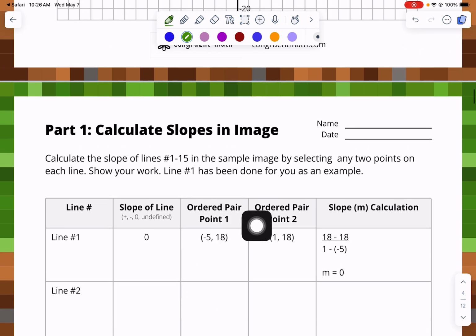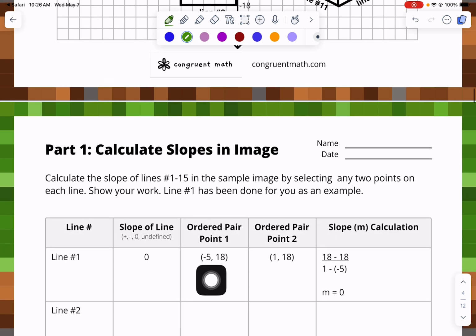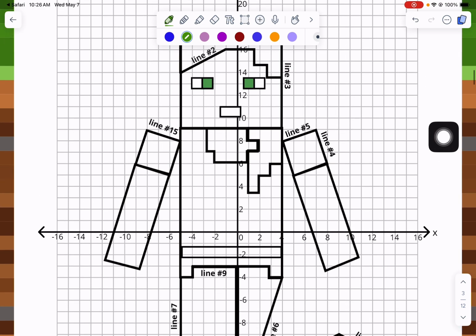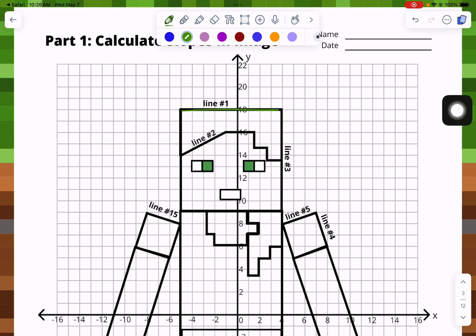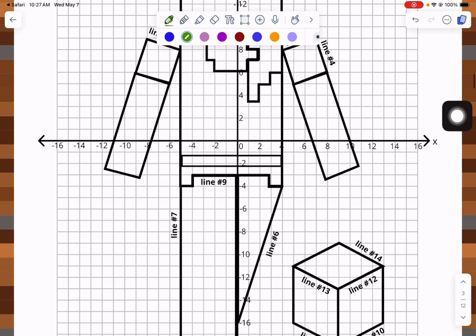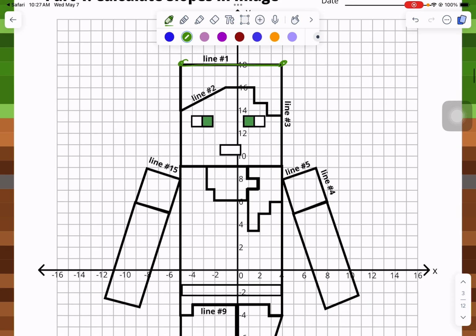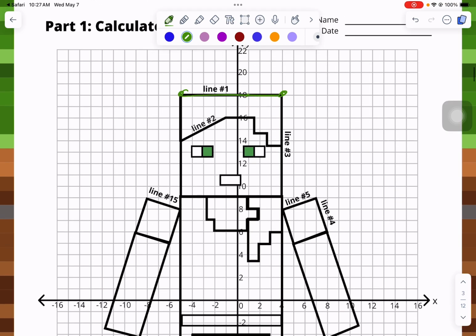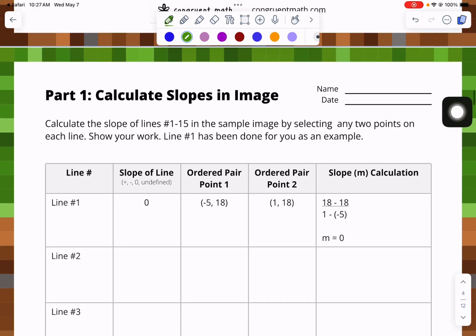We can even pick an ordered pair. So for example, a -5 and an 18. So if we did a -5 and an 18, this point right here on that line, and then compare it to another point on that line, right? Any of these points, and I think in the example it gives you 1 and 18. So positive 1 and 18. So if we chose those 2 points, we could see between the 2 points that is a 0 slope. But you need to supply those 2 points.